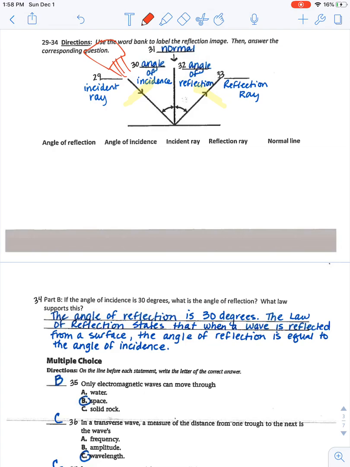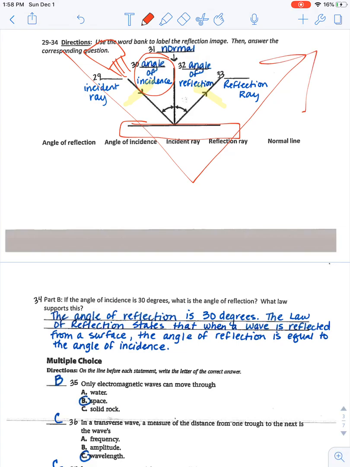All right, so if I have this kind of like, I guess, mirror right here, some sort of shiny reflective surface, I have my incident ray coming in, which is 29, okay? Then 30, that's my angle of incidence. So my incident ray and then my angle of incidence is right here. Okay, my normal line is in the middle, 31. The other side, I've got my angle of reflection and my reflection ray. Okay, so it comes in and it bounces off and goes that way.